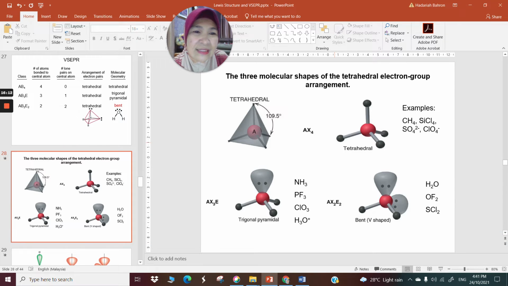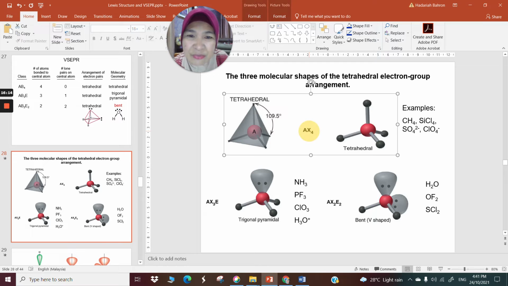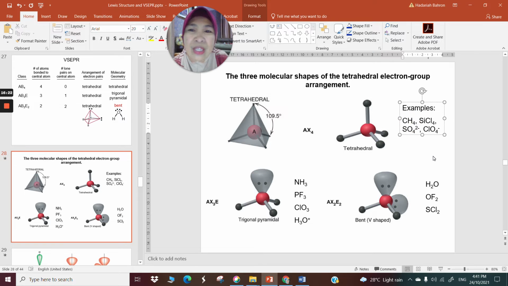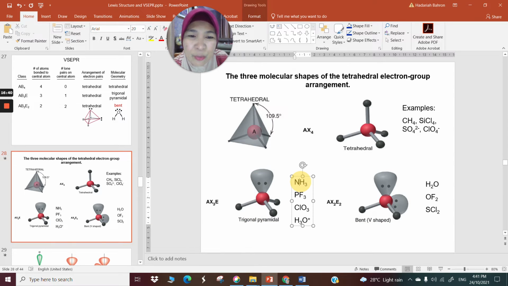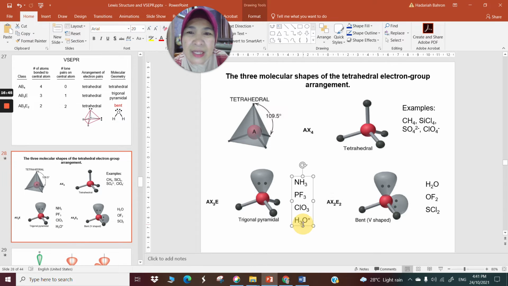This is the example of AX4, a molecule without any lone pair of electrons. You get a perfect tetrahedral for the case of methane or SiCl4 or SO4 2- or perchlorate. But if one of the 4 is replaced by a lone pair of electrons, you get a trigonal pyramidal shape like this, the example of which is ammonia, PF3, ClO3-, and hydronium ion.